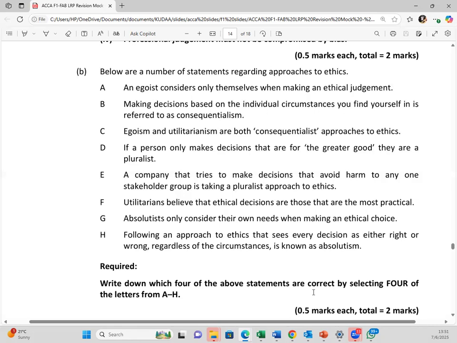So we need 2 more. If a person only makes decisions that are for the greater good, they are a pluralist.